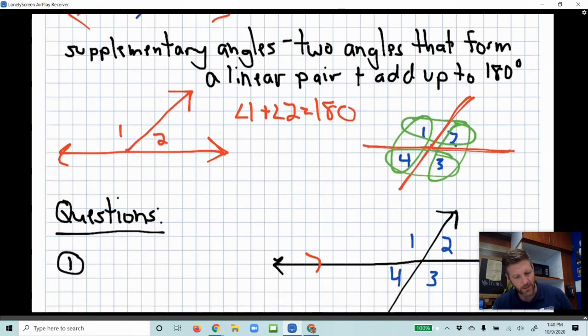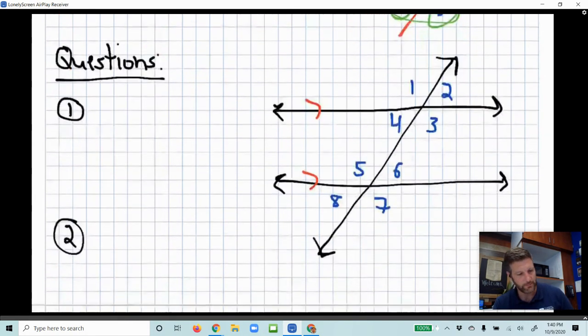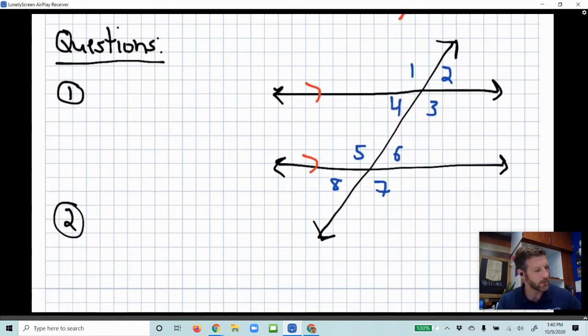Okay, so let's look at our questions. This time, more questions than definitions. Okay, so question number 1. Sorry, I forgot to pull up. Let me read them. Question number 1 says, if two parallel lines are cut by a transversal, which sets of angles are congruent? So here's the whole key to today's lesson.